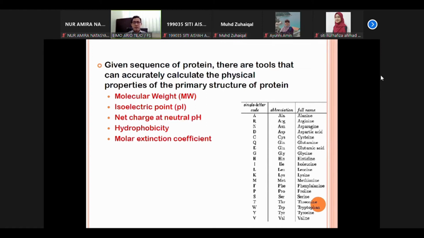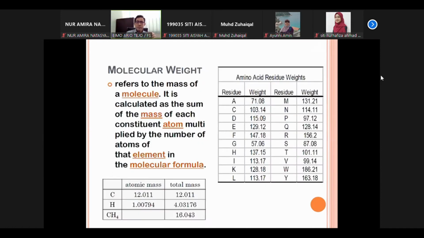And if you know the sequence, the primary structure of your protein, the first thing is molecular weight. This is very important. It's very important to know the molecular weight of your protein, how big your protein is. Is it a small protein, medium-sized protein, or big protein?